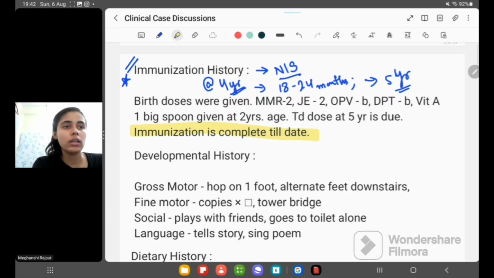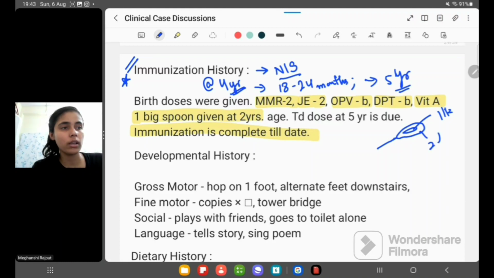And the doses at 18 to 24 months, we know it is MMR2, Japanese encephalitis for residents of UP or Bihar. We give Japanese encephalitis, OPV booster, DPT booster, and vitamin A, 1 big spoon. What is this 1 big spoon? Basically, for vitamin A, there is a bi-level spoon. There are two levels. The inner level has 1 lakh international units, and the outer level has 2 lakh international units. So the children who are less than 1 year of age, we give this 1 lakh international unit, and more than that, 2 lakh international units.